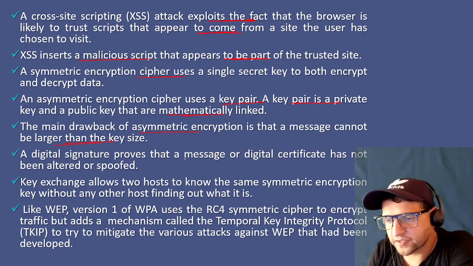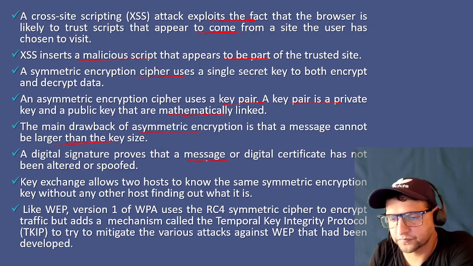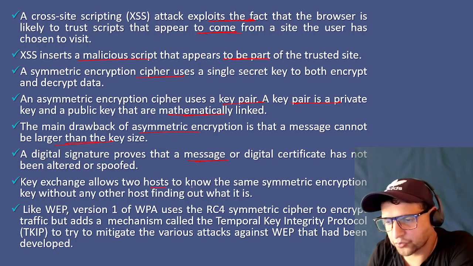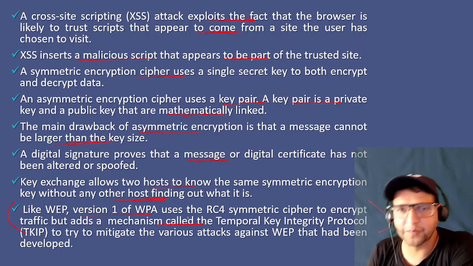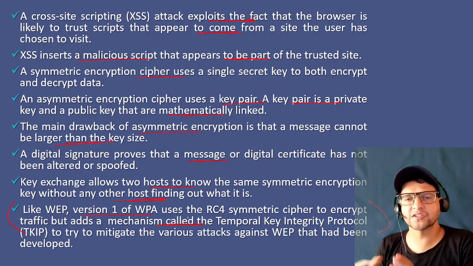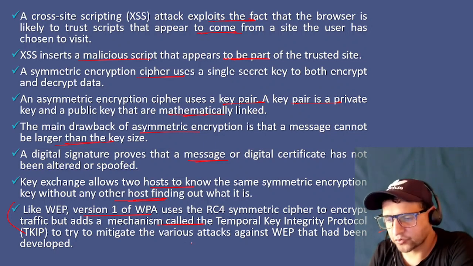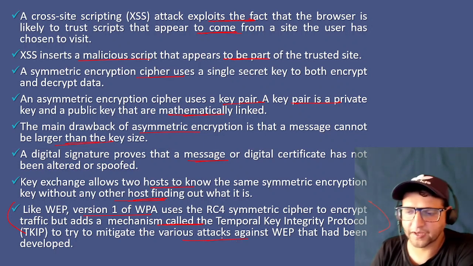A digital signature proves that a message or digital certificate has not been altered or spoofed. Key exchange allows two hosts to know the same symmetric encryption key without another host finding out what it is. This concept is very important. Like WEP, WPA uses RC4 to encrypt traffic but adds TKIP, the Temporal Key Integrity Protocol. It is going to change the key for every packet to try to mitigate various attacks against WEP.